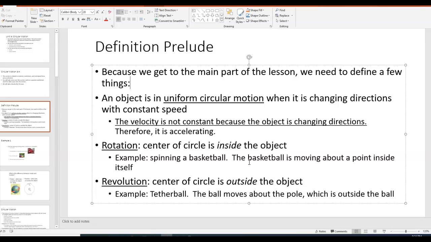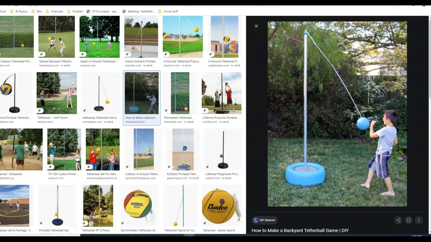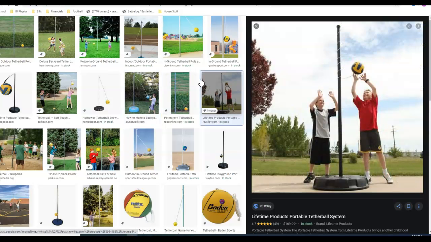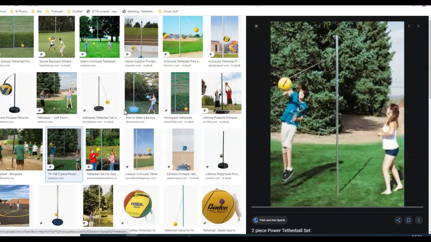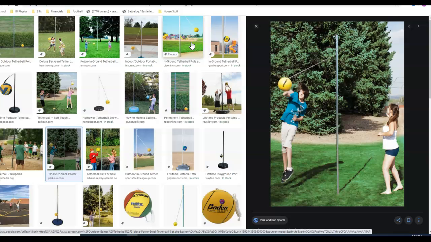In a revolution, the center of the circle is outside the object. An example of that would be tetherball. Now, if you've never played tetherball, this would be an example of a tetherball setup. You might have seen this before, but not known what it was called. This is tetherball, and these are different little kids playing tetherball, and we're not going to get into how you play tetherball because it's not important. But this would be an example of a revolution.